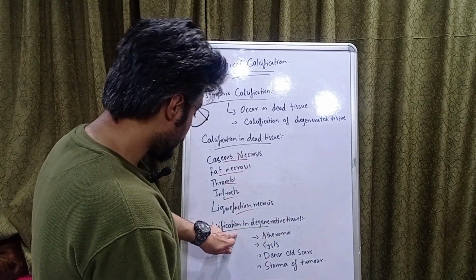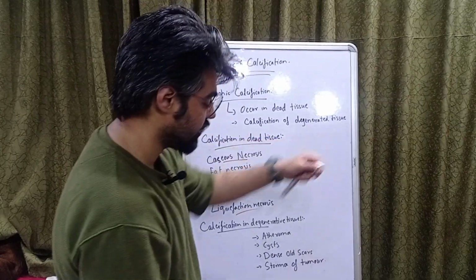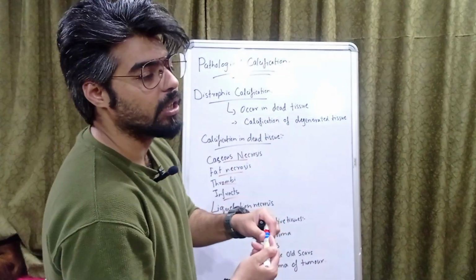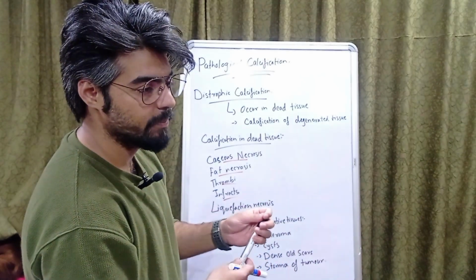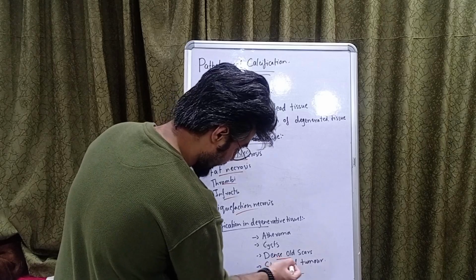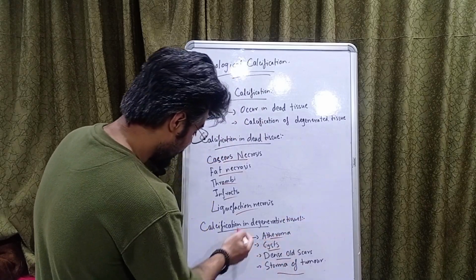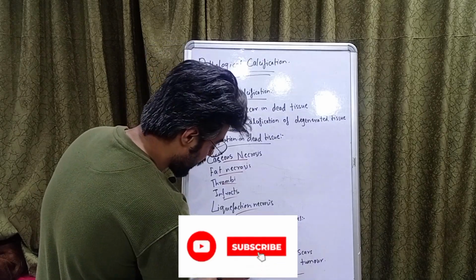Whereas calcification in degenerative tissues: what are those? Either in dense old scars, in atheromas, in psammoma bodies, in the stroma of tumors, and in cysts. These are the examples where calcification in degenerative tissues will be found.